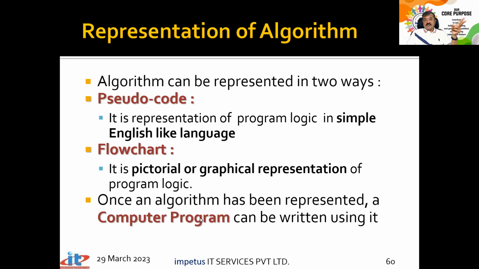As it is represented, a computer program can be written using it. एक बार आपके पेपर पे algorithm आ जाए, it could be pseudocode or it could be flowchart. A lot of times people feel algorithm is pseudocode. Algorithm can be represented as pseudocode in English or as a flowchart by using some notations. And we will master both these techniques of representing algorithm. एक बार आपके पास ये algorithm आ जाए, then you can very well write a program based on that particular algorithm.